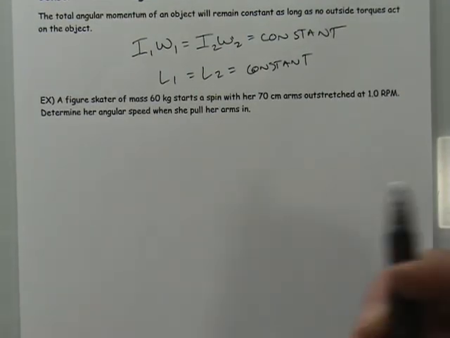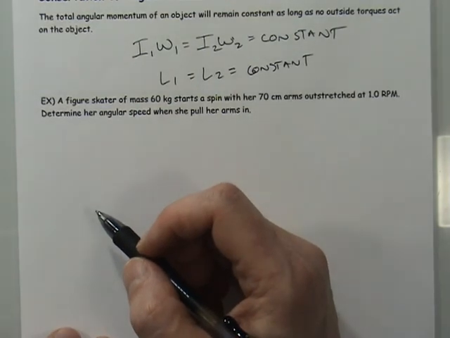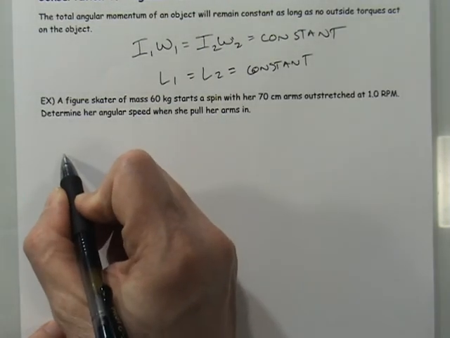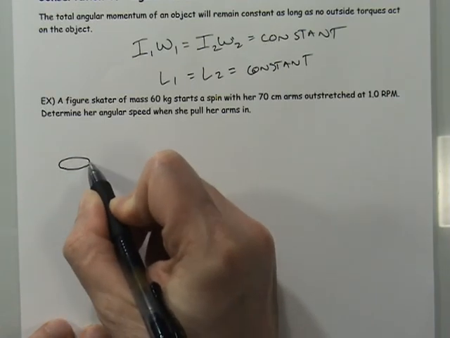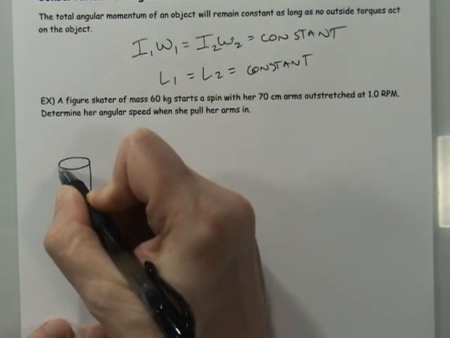So in order to do this, we're going to simplify the ice skater down. First of all, the ice skater is going to be represented by a cylinder. This is going to be the body of the ice skater.